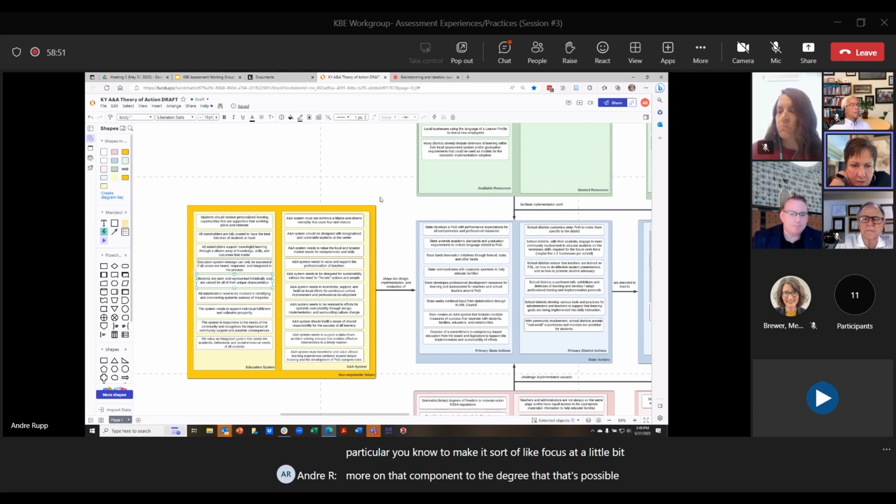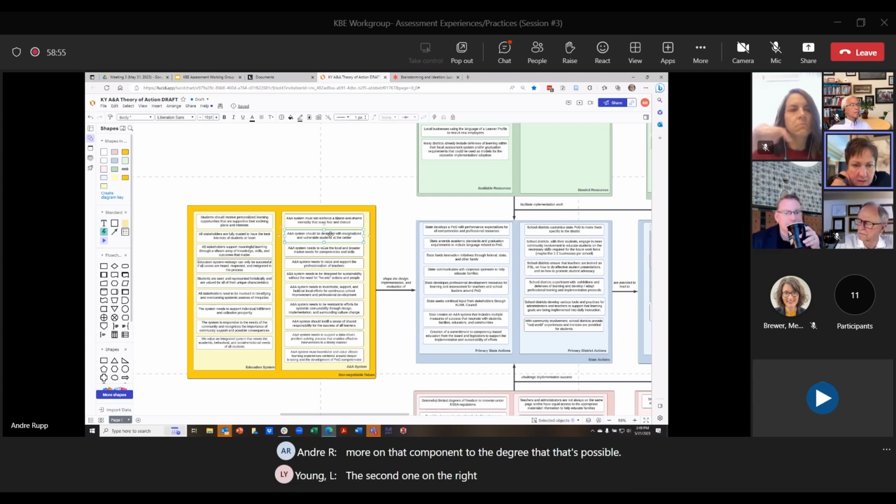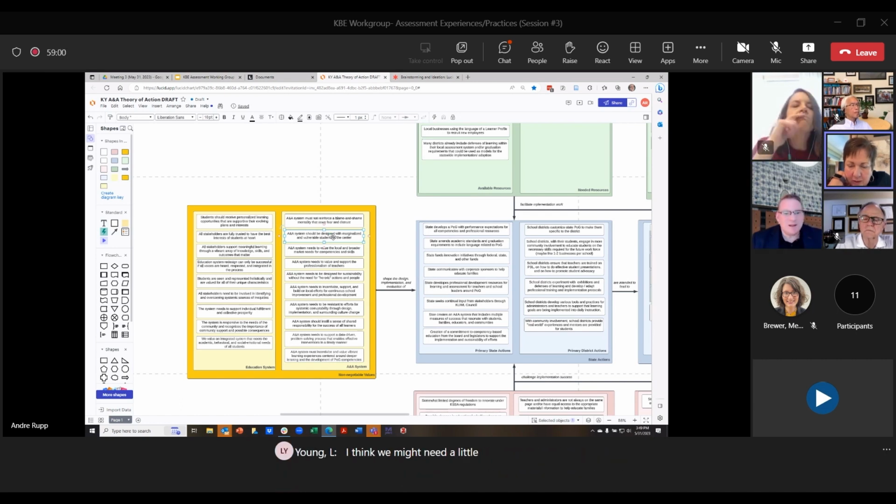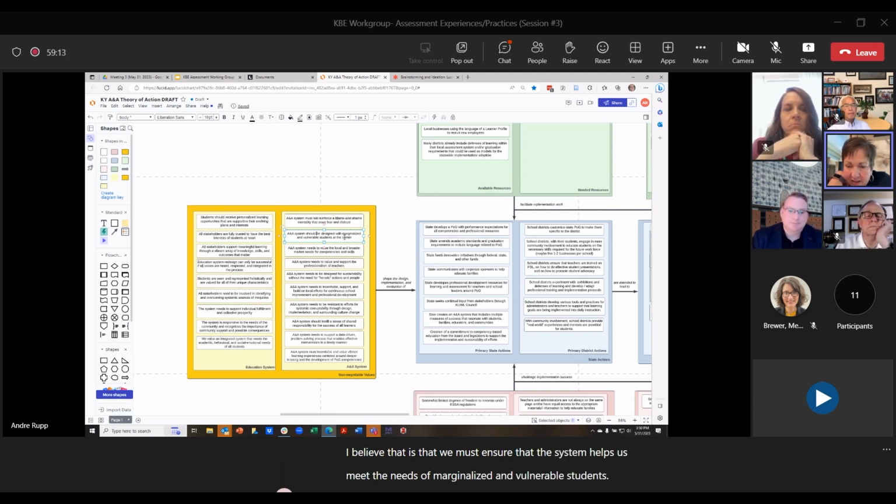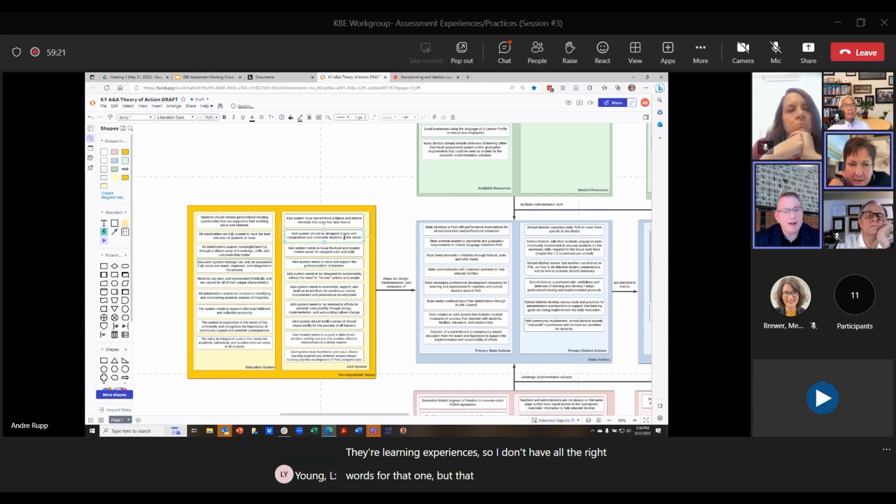And then just two other quick thoughts. Second one on the right, about centering marginalized students. I think that's really important. I think we might need a little bit more language there, because I think I know what you mean, but I should clarify. I believe that we must ensure that the system helps us meet the needs of marginalized and vulnerable students, not exacerbate their learning experiences. So I don't have all the right words for that one, but that might be it. I love it. Language, and again, so important. I'll prioritize that one for sure.